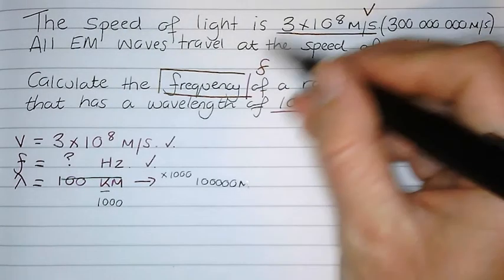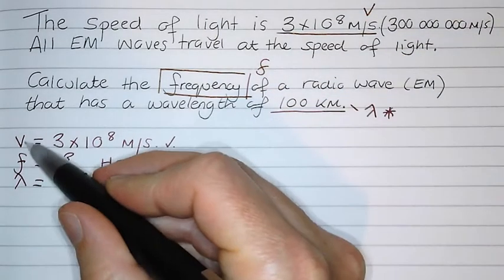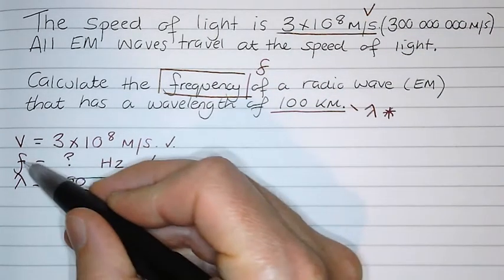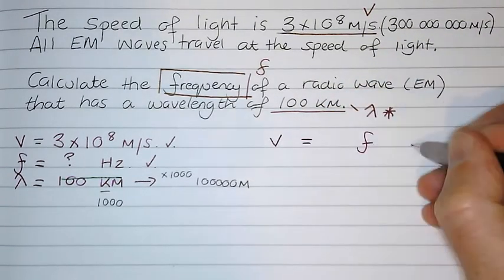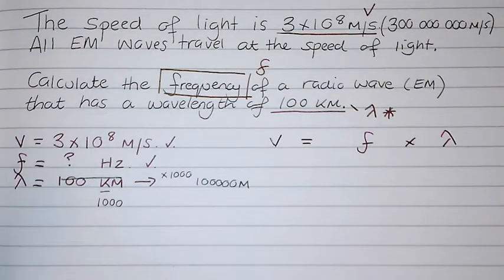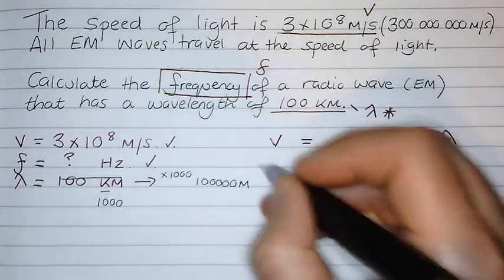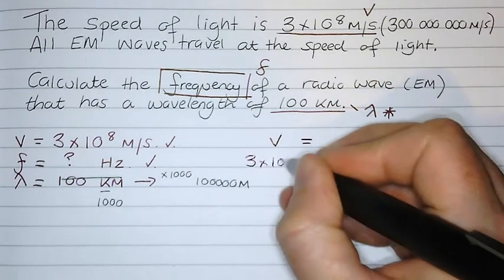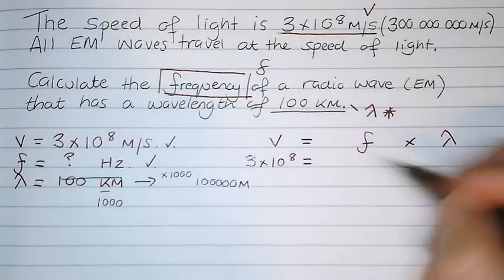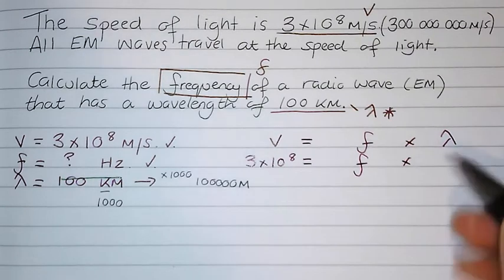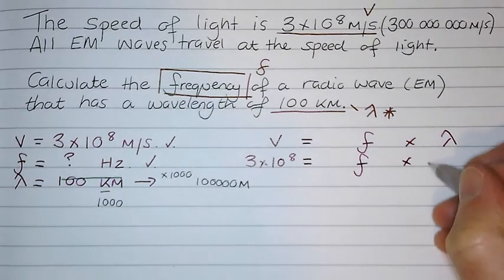Once we've read the question and extracted the data, let's write the formula that links them together. So we've got V, that's velocity, frequency, and wavelength. So V equals frequency times wavelength. Now we substitute our numbers. So V is 3 times 10 to the power 8. 3 times 10 to the power 8 equals frequency, which we don't know, times the wavelength, which we've now converted to 100,000 meters.